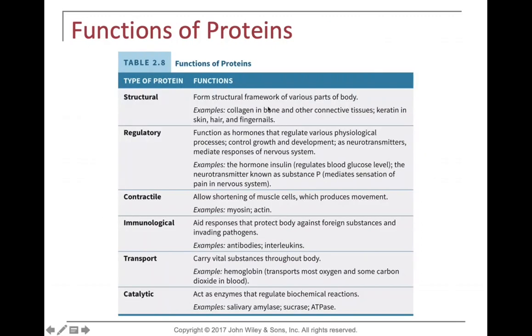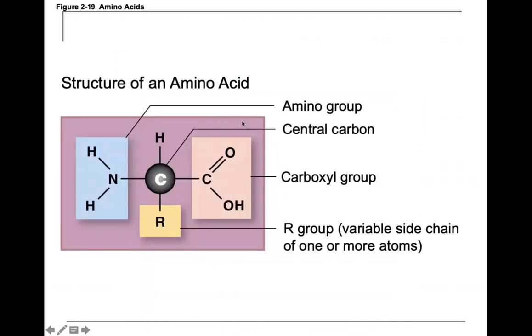So again, review these proteins, the types of proteins, and their functions. If we look at an amino acid, right in the center we have a central carbon, and then it looks like two functional groups. Here on the left is the amine group, the NH2, and on the right is your carboxyl, COOH. And on the bottom is the reactant group.